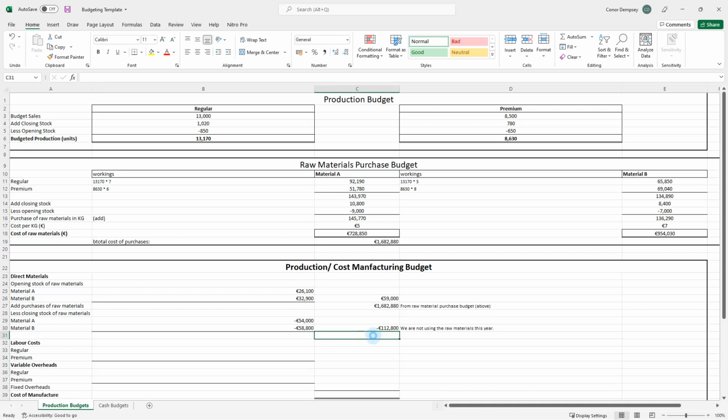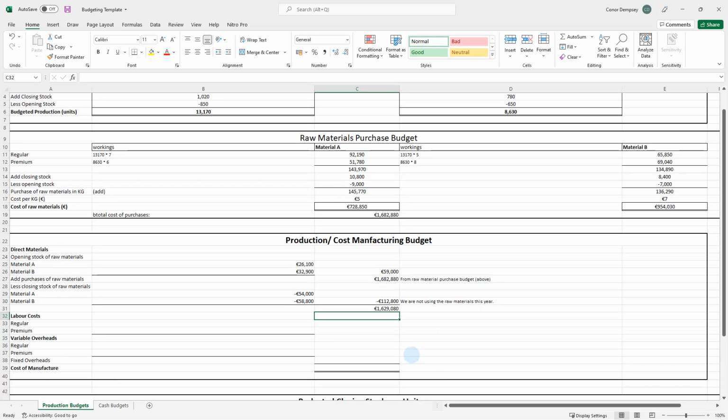Perfect. And if we add them all together, we get 1,629,080. So our closing stock cost is much higher than our opening stock cost.